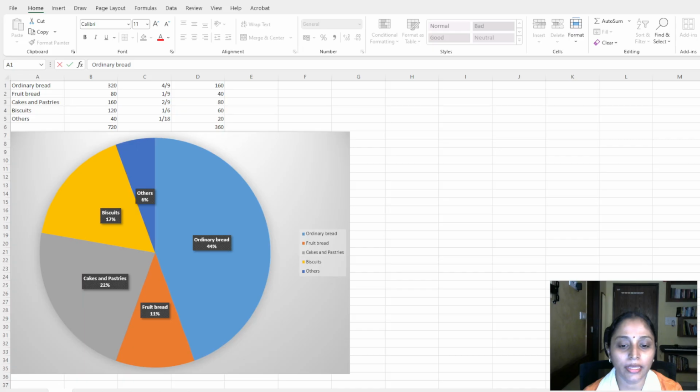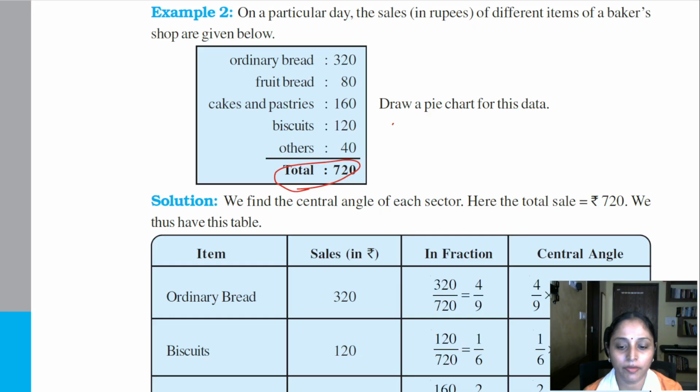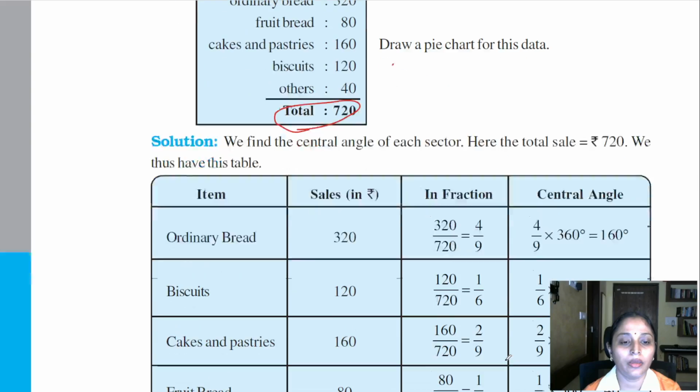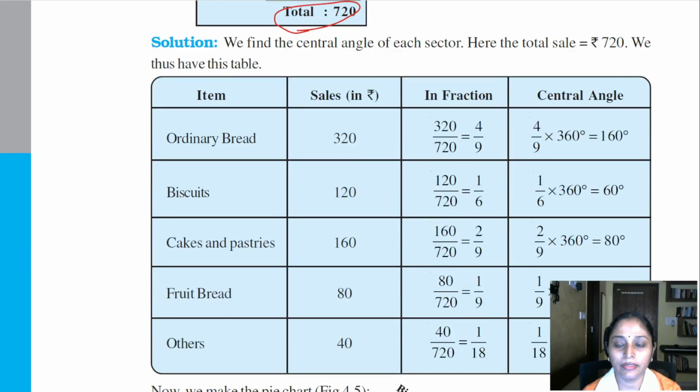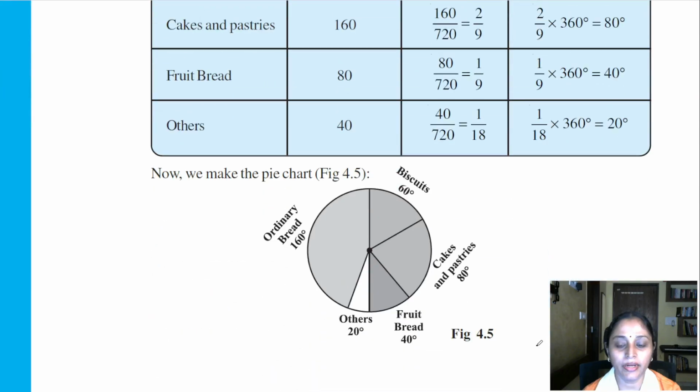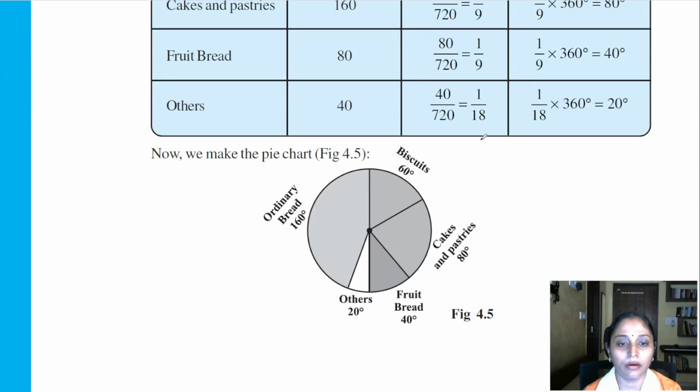Okay, let us look at their solution. So here they have done the fractions and the angles as we have done, and then they'll get the pie chart, right?